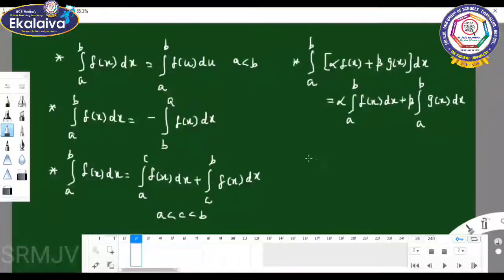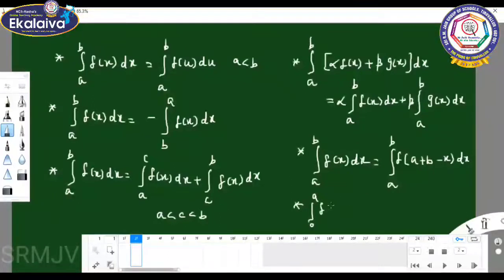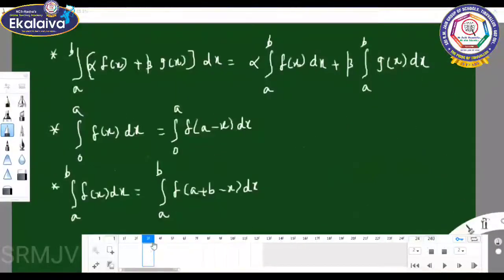The property: integral a to b f of x dx equals integral a to b, instead of x, you can write f of a plus b minus x dx. The same way, integral 0 to a f of x dx, you can apply the property: integral 0 to a f of a minus x dx.